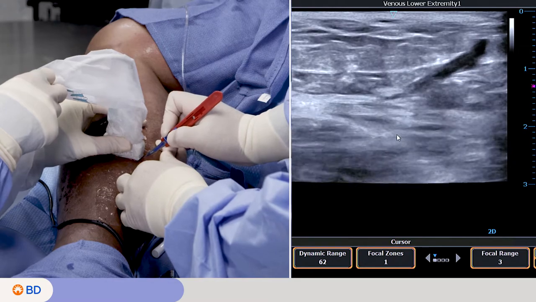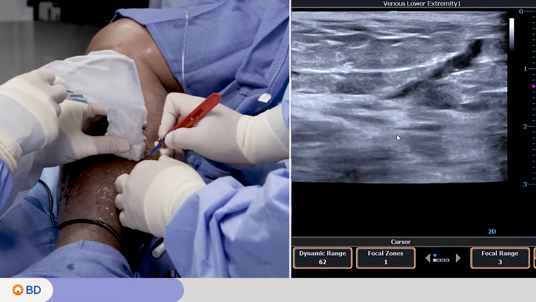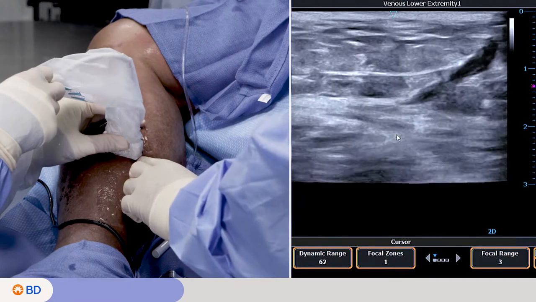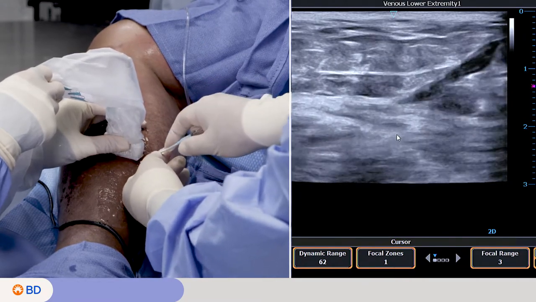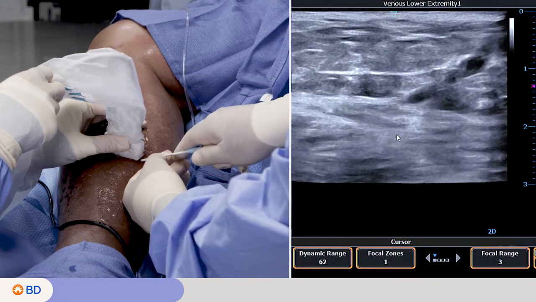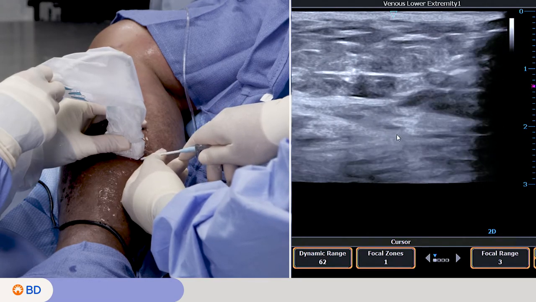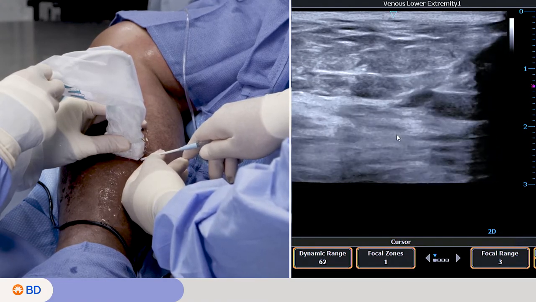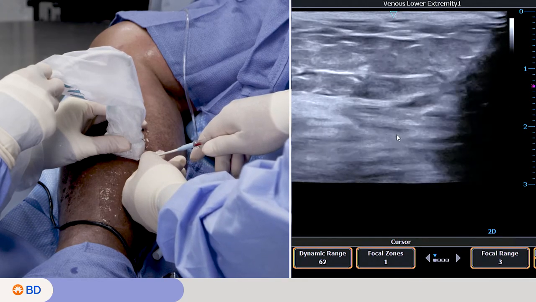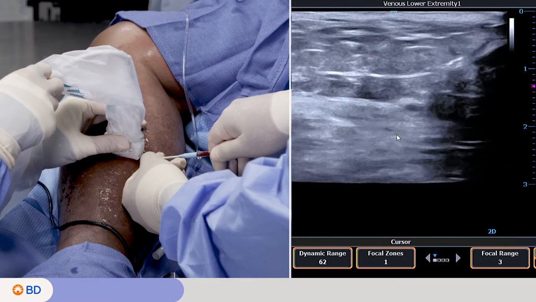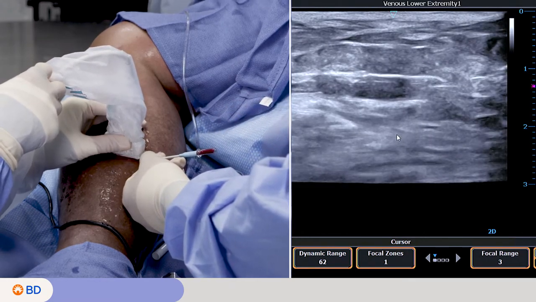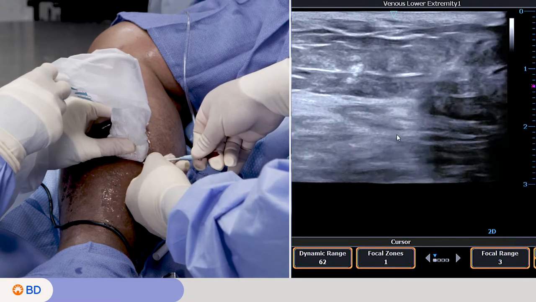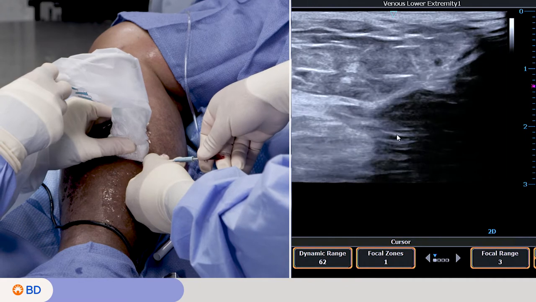Make a skin nick. If using an angiocath IV catheter, insert the angiocath IV catheter until flashback appears and confirm position with ultrasound. If using an introducer sheath, insert the wire and compatible introducer sheath over the wire. If using an angiocath IV catheter, remove the needle from the angiocath IV catheter.